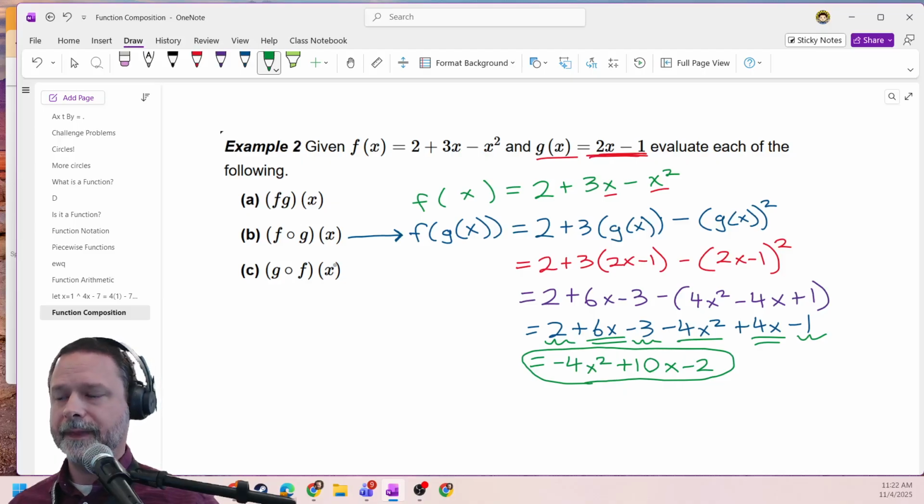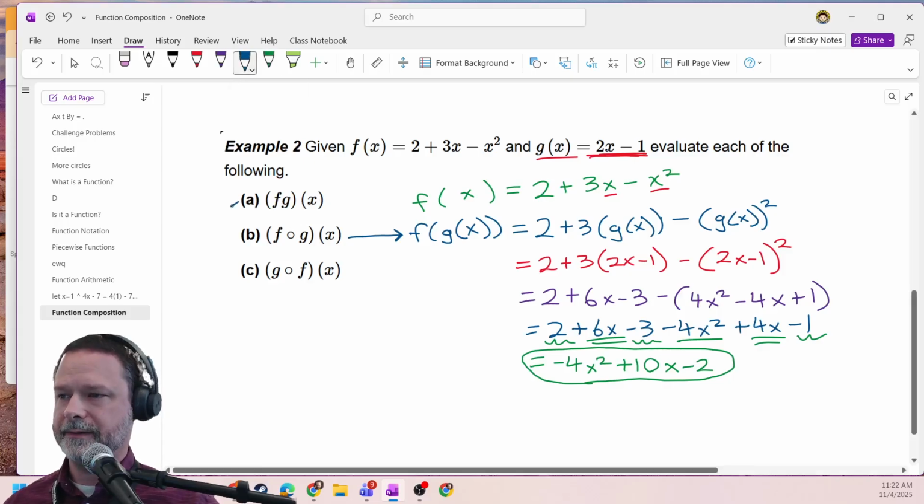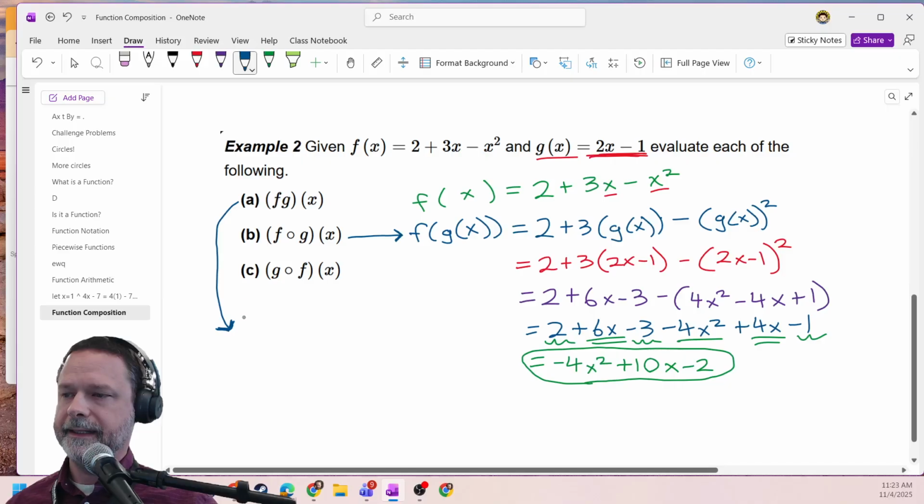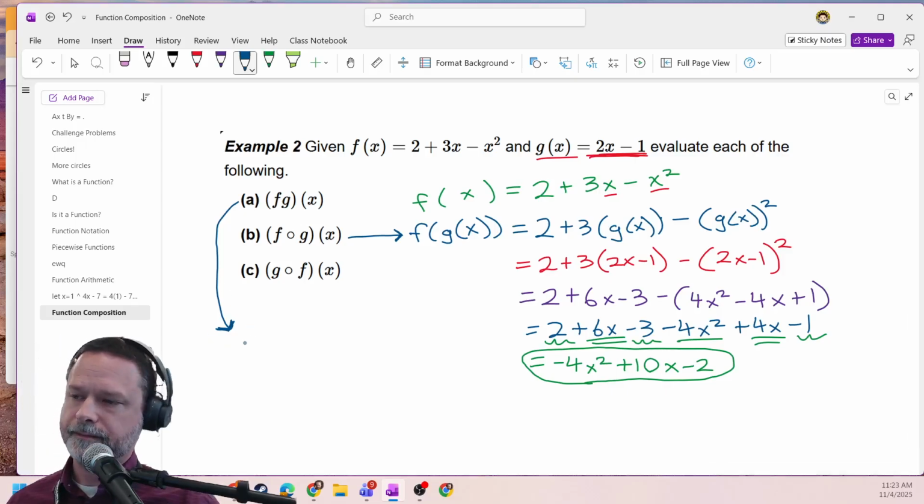Now, f times g of x, I'm not going to bore you here, but I'll get it started, for instance, and I'll let you finish this, and you'll be able to see very easily that these answers are different. And if you want to see them worked out step by step, they're in our notes. So f times g of x, that means f of x times g of x.